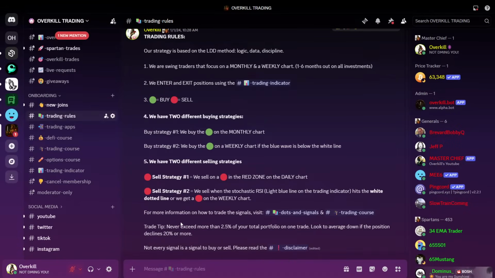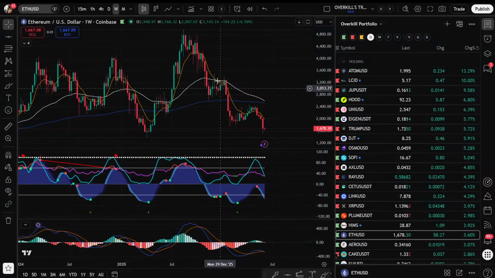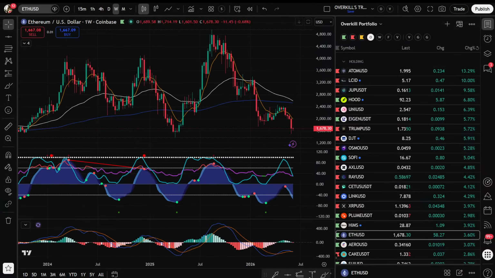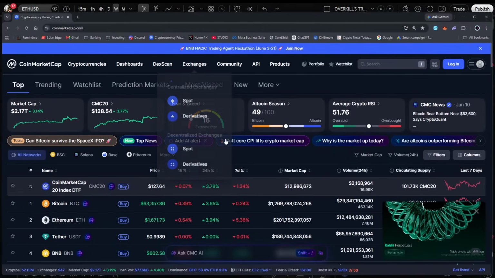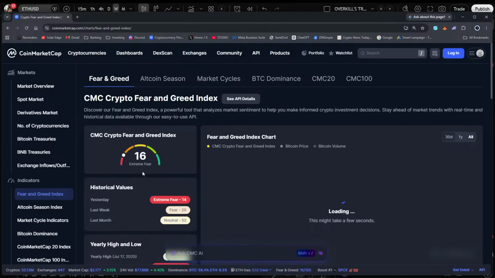People like my rules because, again, I've developed these over 10 years, and I think they work very, very well if you're a patient trader and you're willing to let things play out and you have patience, especially through one of the worst bear markets we've ever seen in crypto. I mean, it's no joke. Look at this. Guys, look at the fear. We're in extreme fear.